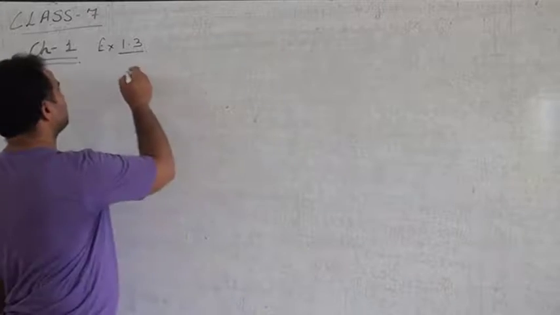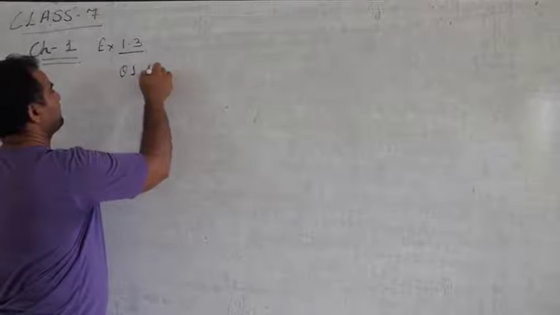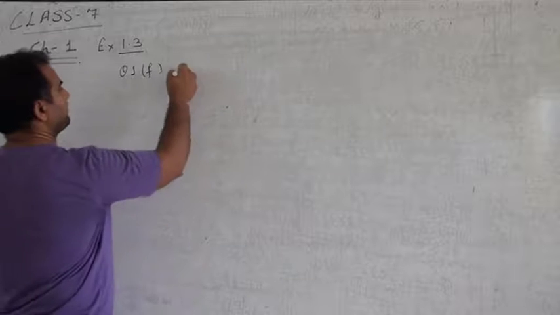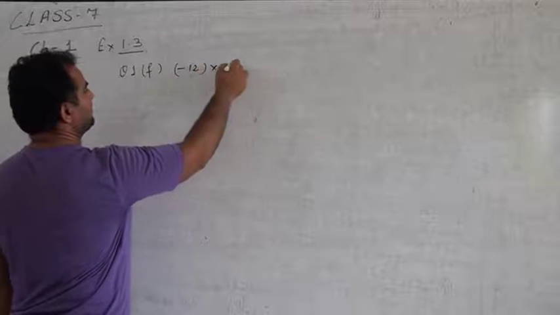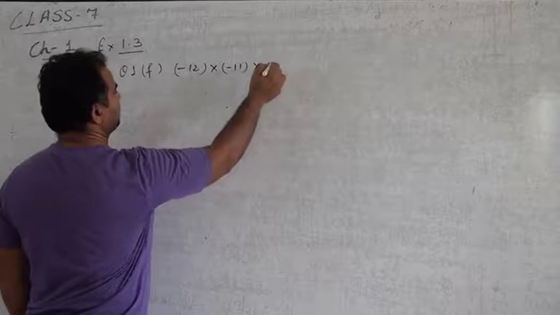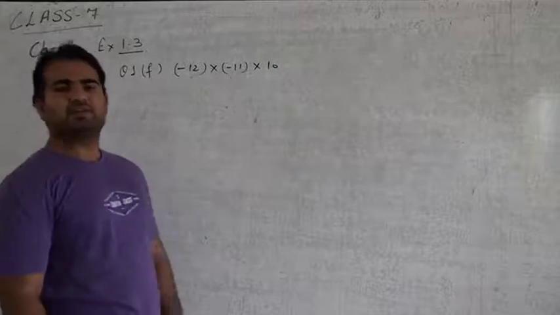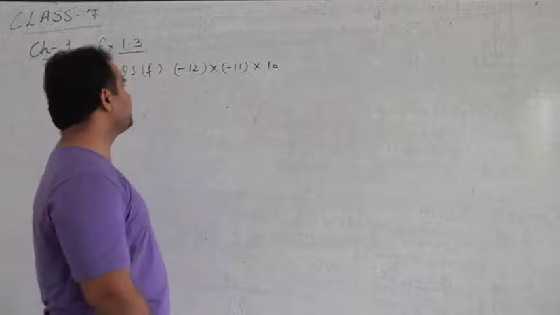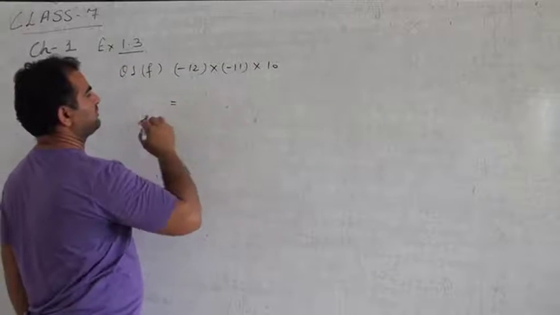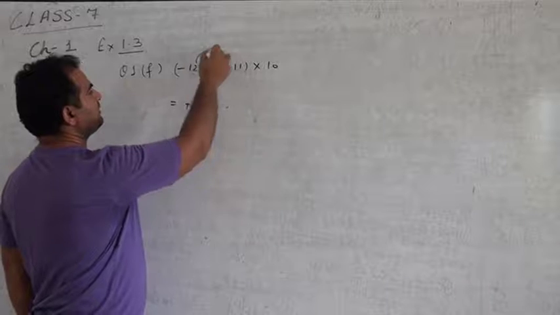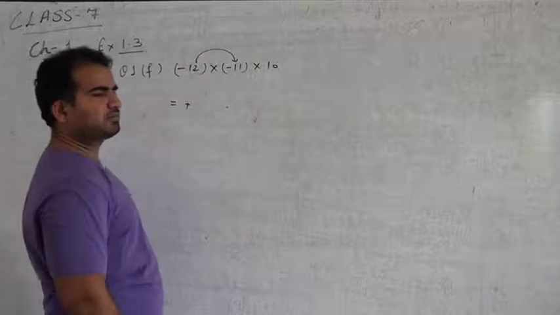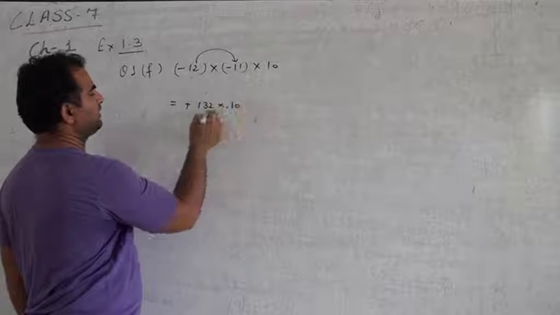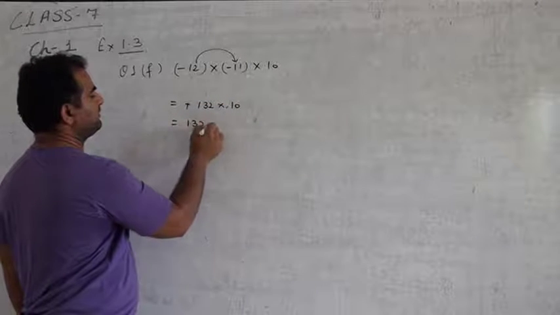Question number first F. The question is minus 12 multiplied by minus 11 multiplied by 10. How many negative signs there are? 2. So they are even, then the answer will be positive. Plus, what is 12 into 11? 11 into 12 is 132, into 10. Answer will be 1320.